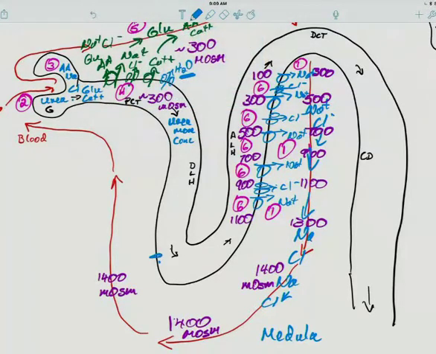And all along the descending loop of Henle, the cells have aquaporins. Okay, the fluid is coming from this area of 300 milliosmoles in your nephron. The blood down here is at 1,400 milliosmoles. Does it make sense to you that water is going to leave this less concentrated area and move into this more concentrated blood? Make sense?